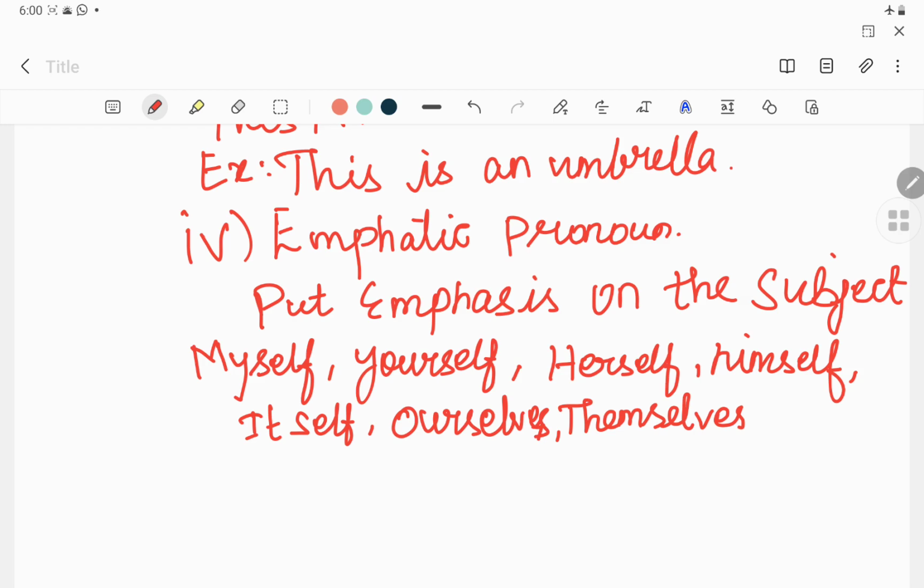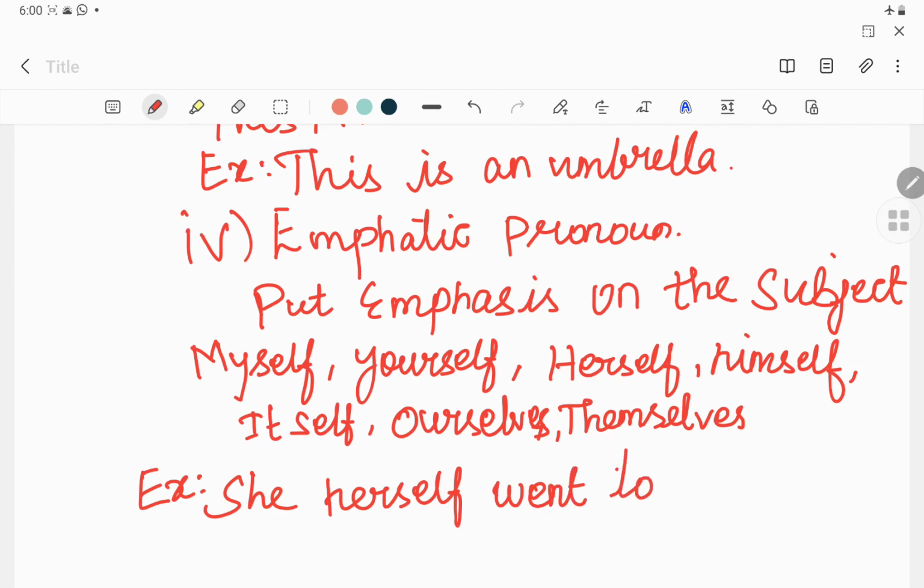Here a subject is, as I have told already, any noun or any pronoun. Pronouns are all types of pronoun. So she is a personal pronoun, so that's why we take this as the subject. For example, she herself went to the doctor for a treatment. So she is the subject here, and the verb is went, which is the main verb.